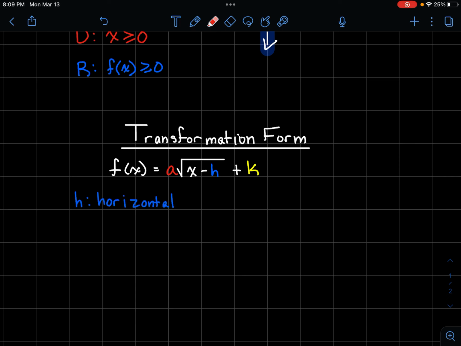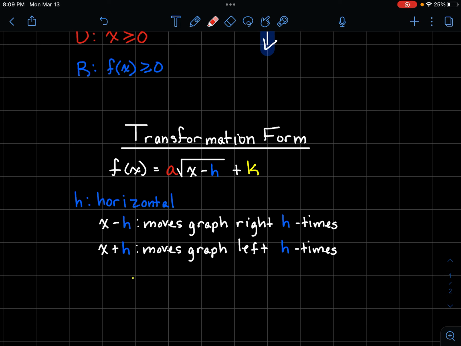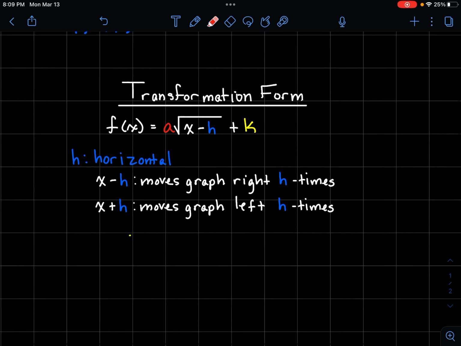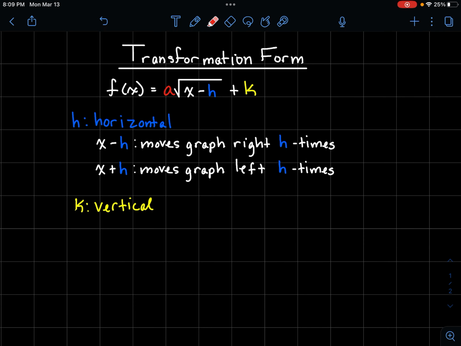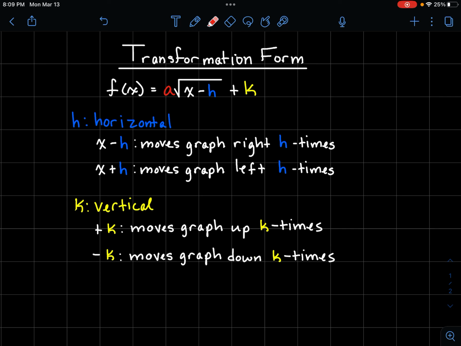I'm going to start off with the h number because h stands for horizontal. You're going to see one of two things. If it says x minus h, the number that's there for the h tells you how much this graph is going to move to the right. If it says x plus h, this tells you how much the graph is going to move to the left. Jumping over to the k value. k stands for vertical. And if you see plus k, that tells you how much to move all of your dots from your parent graph up. If it says minus k, we move all the dots from the parent graph down k units.